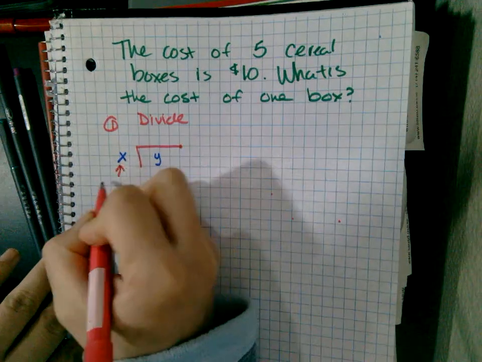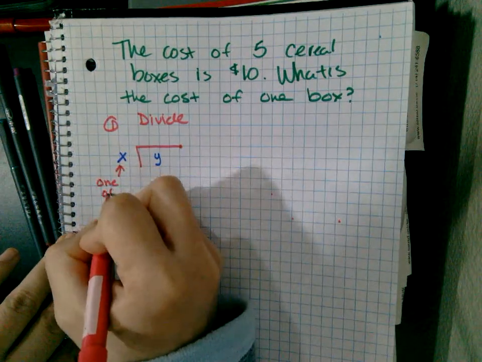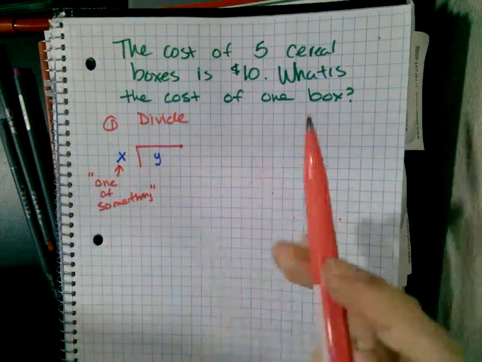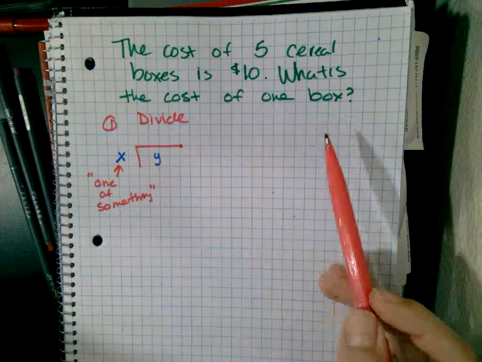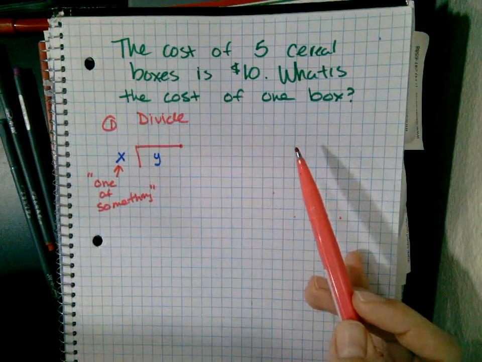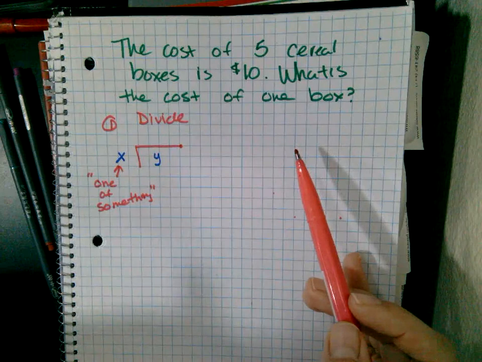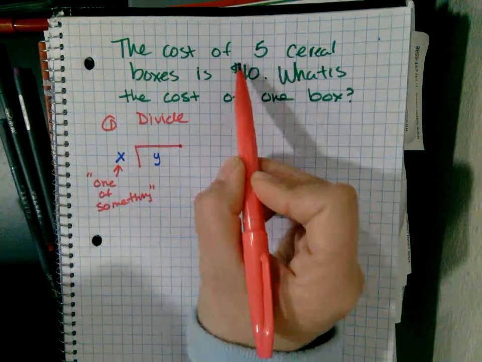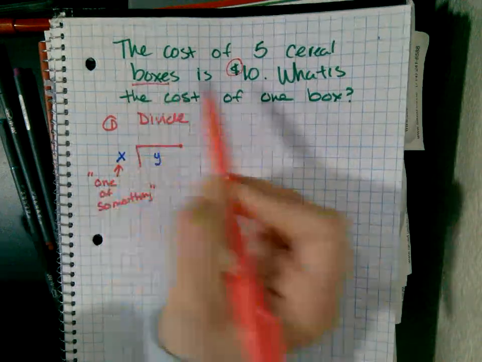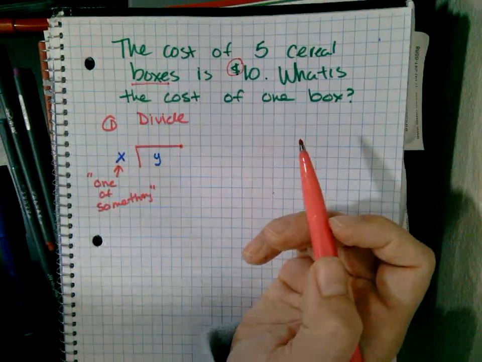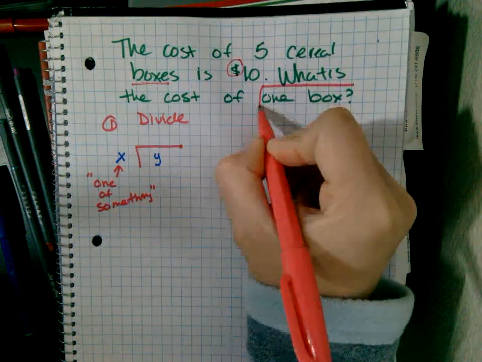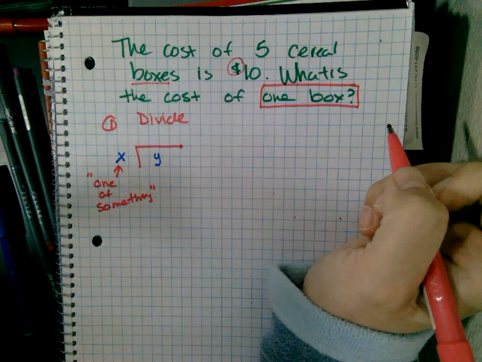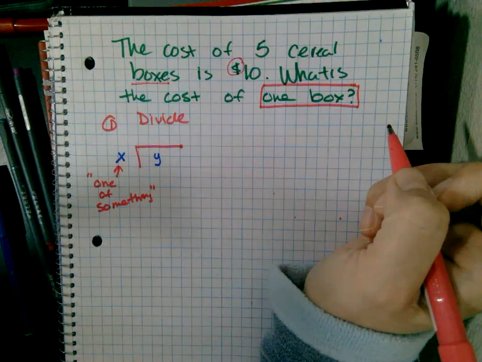Remember, X is always the one of something. So in here, what are we solving for one of? One what? Are we solving for $1 or one box? 1 box. So wait, Miss O'Malley, what is the cost of just one cereal box? Yes. $2. Okay.